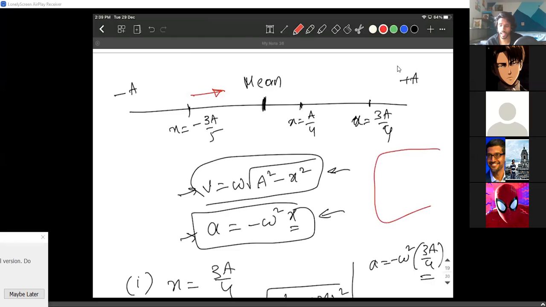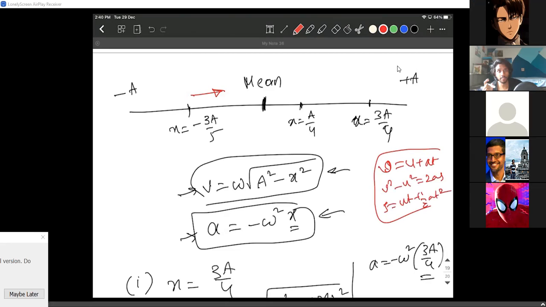You should not, guys. At any cost, if I find any of you using v equals u plus at, or v squared minus u squared equals 2as, or s equals ut plus half at squared in this topic, I will find you and I will kill you. Have you seen the movie Taken? Yes, it's the same warning I'm giving you.